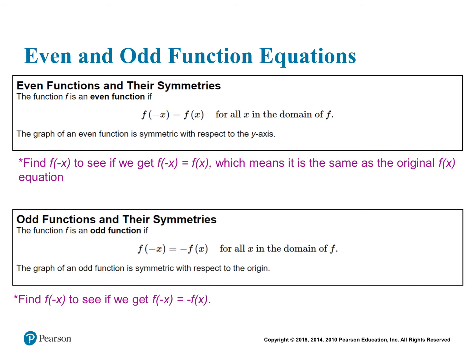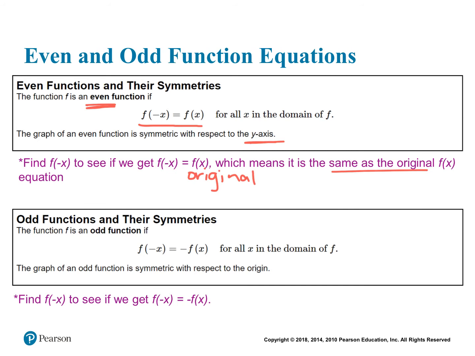Okay, now we're going to end with even and odd function equations. So even functions and their symmetries. The function f is an even function if f of negative x equals f of x. So the graph of the even function is symmetric with the y-axis if it is even. We've already mentioned that. So in other words, we're going to find f of negative x to see if we get f of negative x equals the original f of x. So is it the same as the original or not?